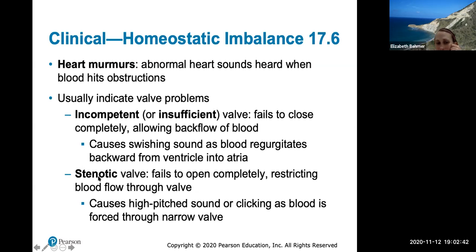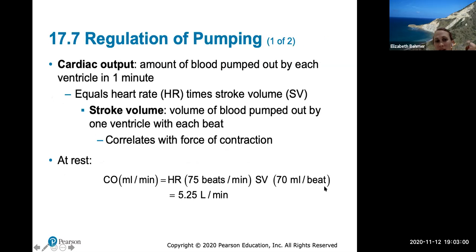A stenotic valve is when the valves fail to open completely, which will restrict the blood flow through the valve. And this causes more of a high-pitched sound or a clicking sound as blood is being forced through a narrow valve. So again, a simple stethoscope can give the doctor a really good understanding of what the heart is doing. That and an ECG, it's amazing what two simple things can show doctors, ECGs and stethoscopes.